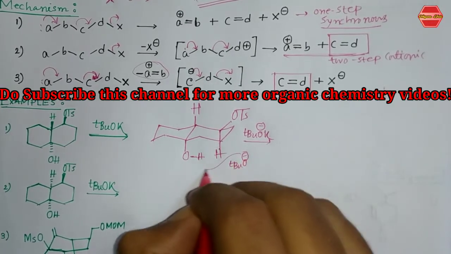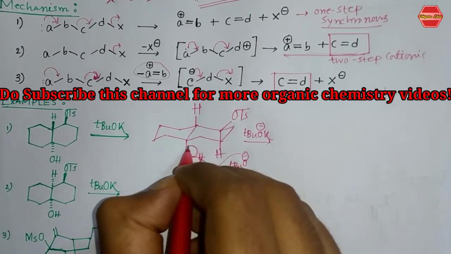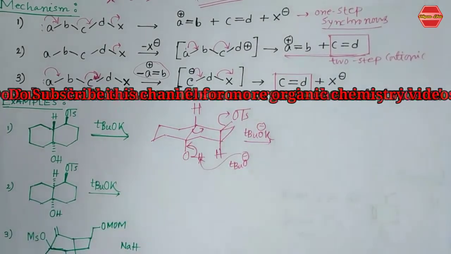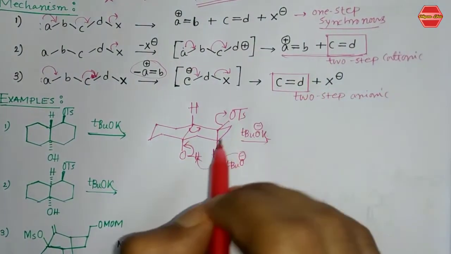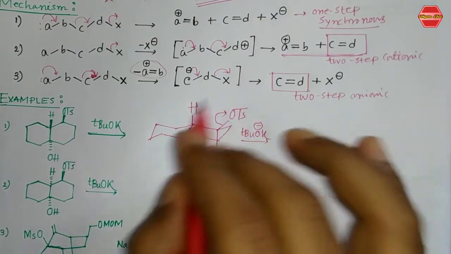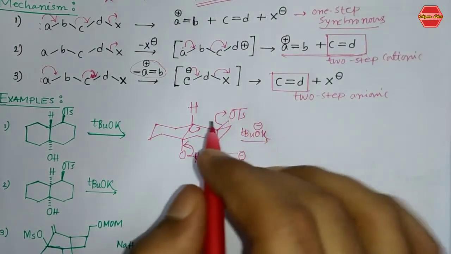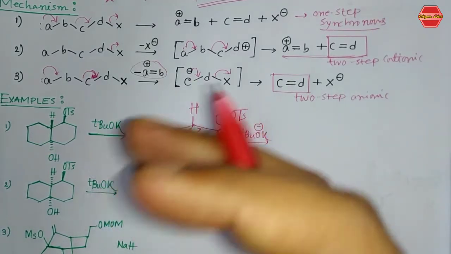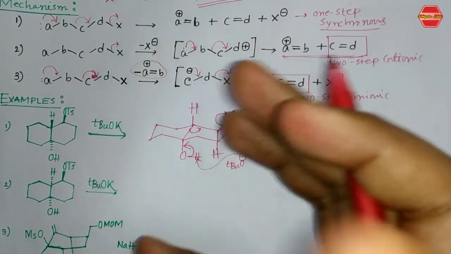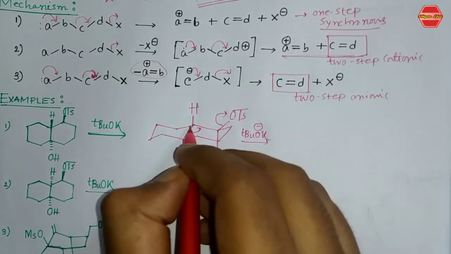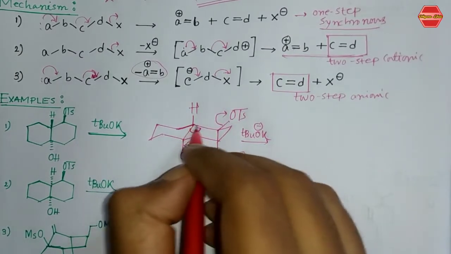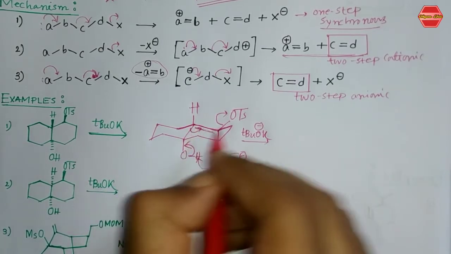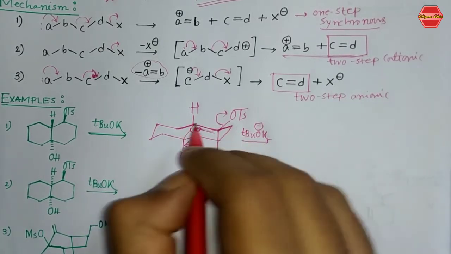So this negative charge can take a proton over here, and this bond goes here, and this OTs will leave from the system. The important concept of this reaction is whether the alkene formed is cis or trans. You can see over here, these bonds go like this, and these bonds go like this. So when the double bond forms, these two are trans to each other.